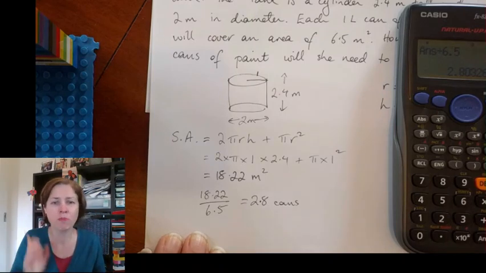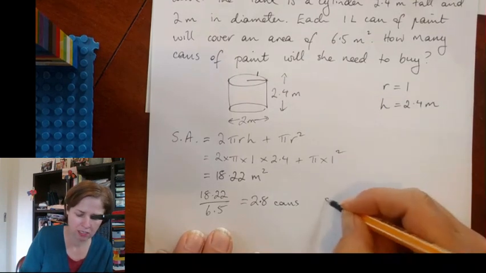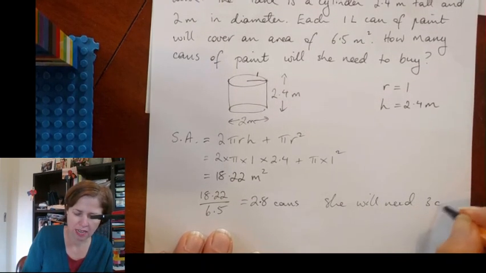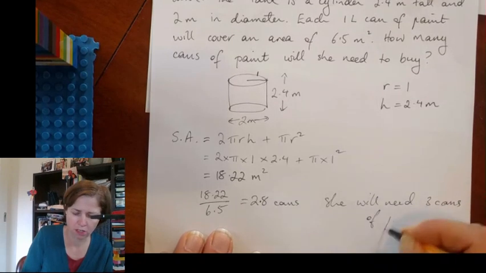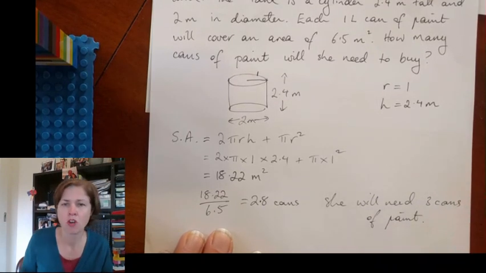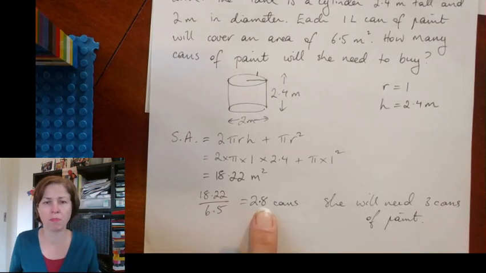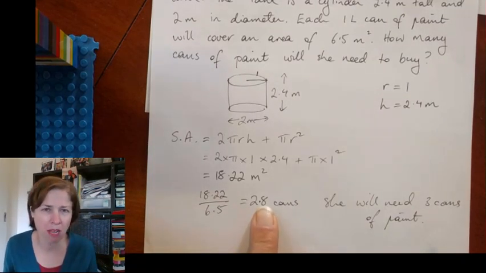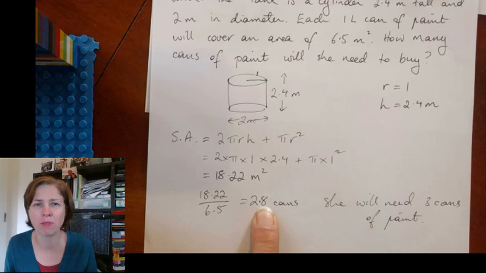But you can't buy 2.8 cans of paint, so I quickly write down my answer. She will need 3 cans of paint. Remember, in this situation, we always round up. Even if I had 2.1 cans of paint here, I would still round up, because if I don't have that extra 1/10 of a can, that extra 0.1, I might not quite be able to finish the job. So I'm going to have to buy the extra can of paint, even though I might only need a little bit of it.